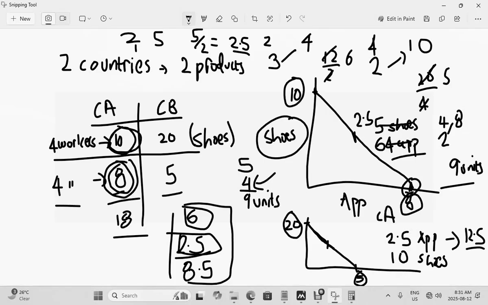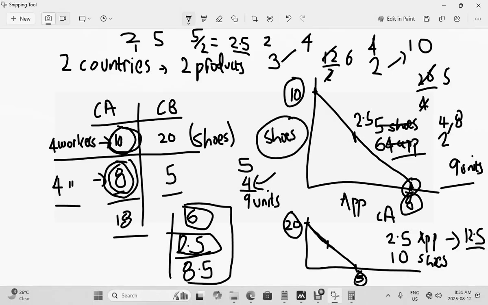Whereas over here, you have company B. Company B produces 20 shoes and 5 appliances with 4 workers each. So in this case, you have 2.5 appliances and 10 shoes. So you got 2.5 appliances and 10 shoes.